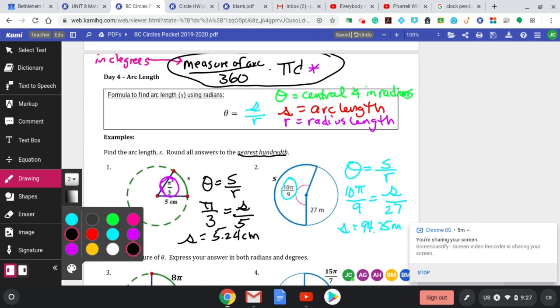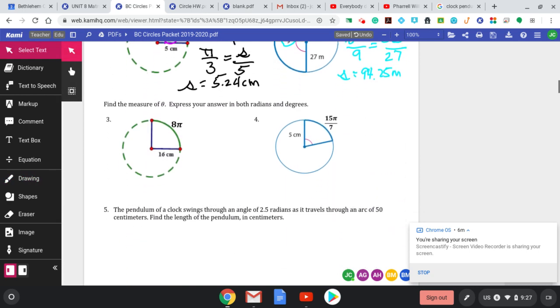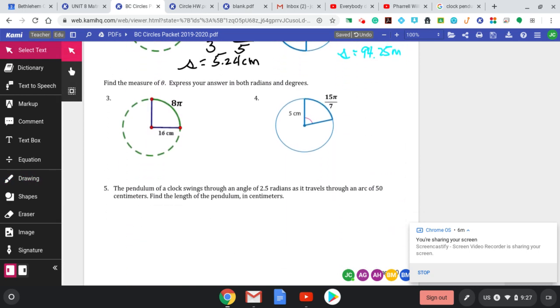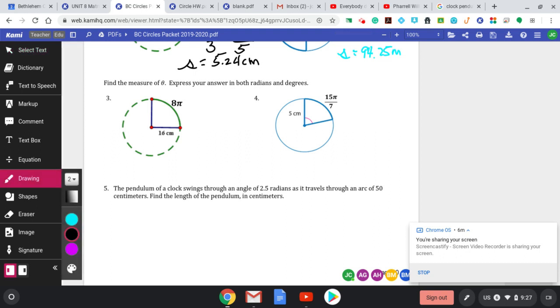Just make sure you know what type of units your angle's in, because that'll dictate which formula you use. Okay. All right. Let's keep grinding. Let's go to 3. Now we're going to actually find the angle. And it says in the directions, hey, now I need your answer in both radians and degrees.